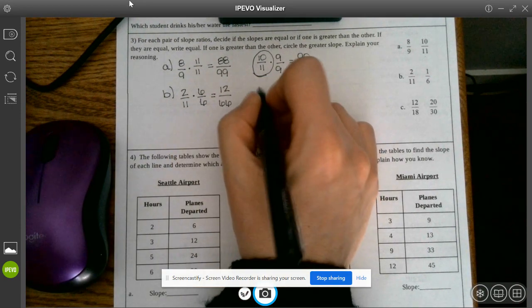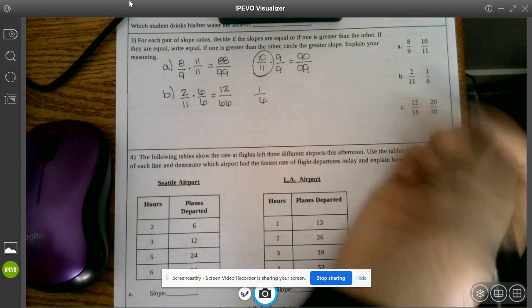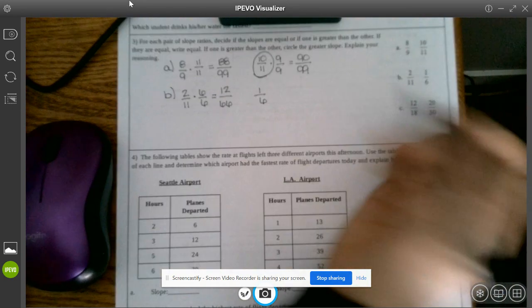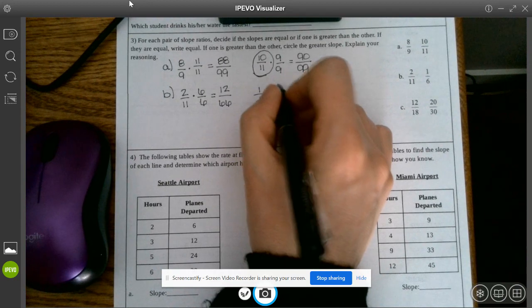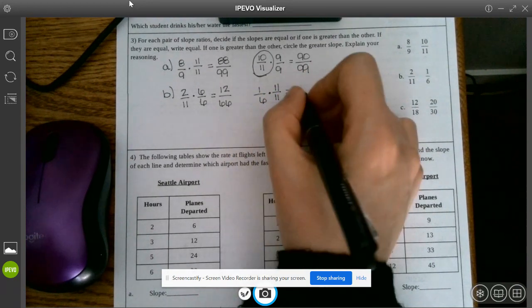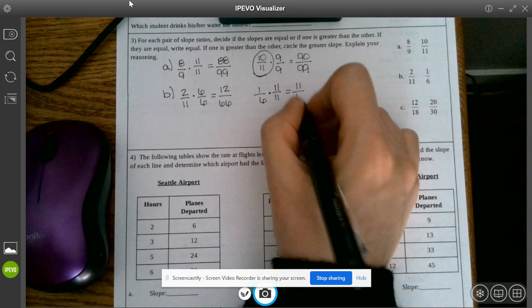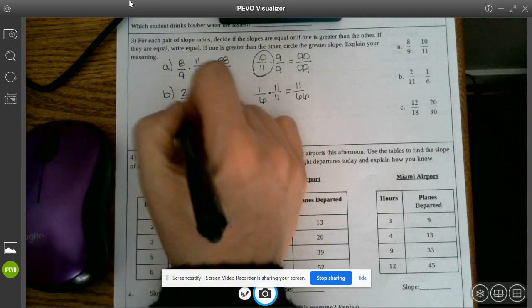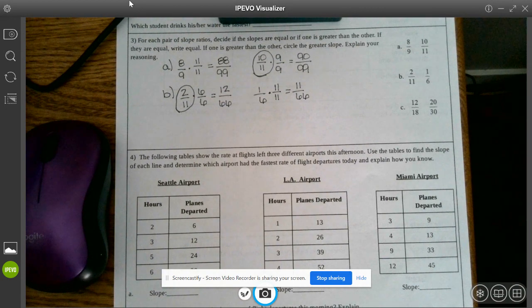Let's take a look at 1/6. In order for me to get a common denominator of 66, I need to multiply my 1/6 by 11 over 11, and I get 11 over 66. So if we're comparing these two slope ratios, we can say that 2/11 is the larger slope ratio.